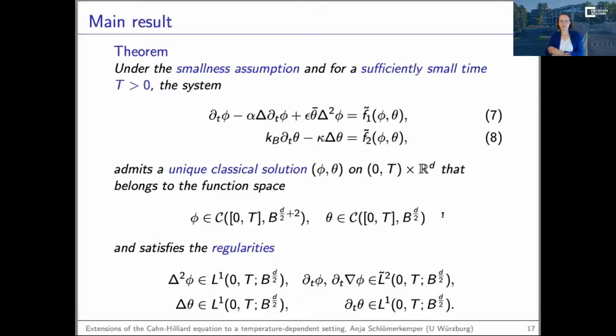Good. So let me state the main result. Under the smallness assumption I've just stated, and for sufficiently small time t bigger than 0, this system that I presented before admits a unique classical solution on (0,t) times R^d, on the whole space. And it belongs to this function space of continuous functions in time, with values in this Besov space B d over 2 plus 2. And the temperature, again, has the same regularity as the initial condition, and is continuous in time. And due to this parabolic structure that we have, we can even get better regularities for the phase field as well as for the temperature.